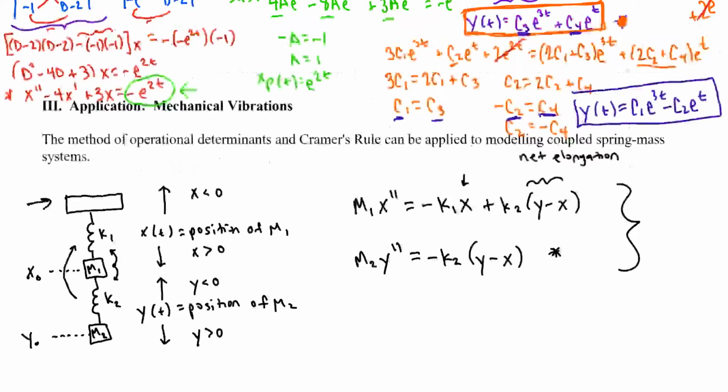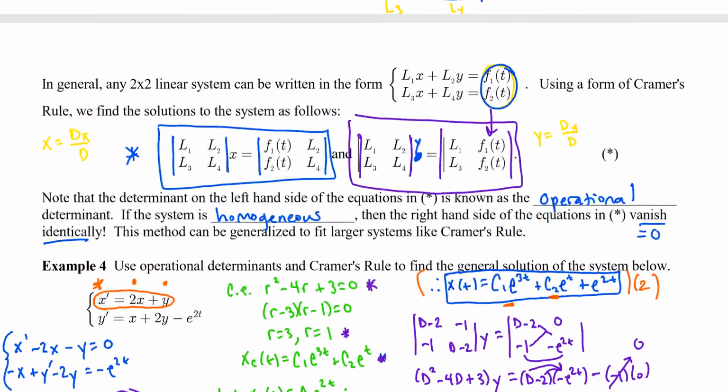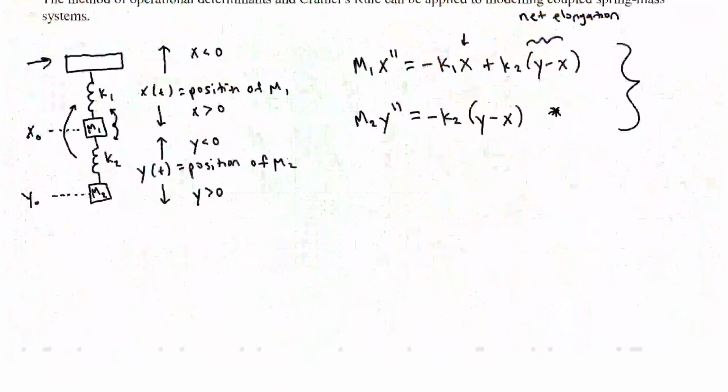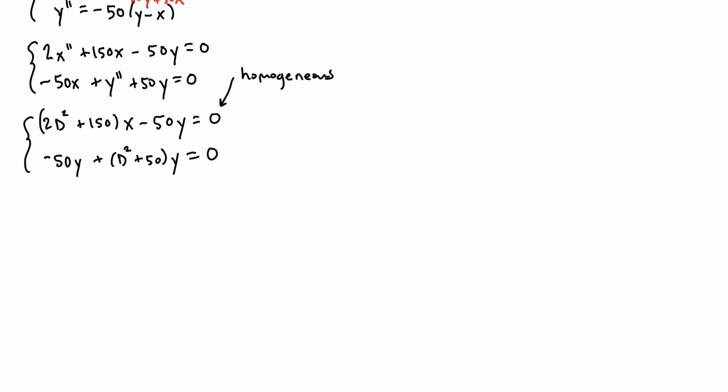Let me backtrack up here for just a second. If the system is homogeneous, then both of these functions are going to be 0, and the determinant on the right side is going to be 0. That's going to be true for this as well. This entire determinant is going to be equal to 0. So the operational determinant applied to x and the operational determinant applied to y is going to yield the same characteristic equation in either case. Since we're dealing with a homogeneous system, that means we can apply a shortcut here. That's good news because these are pretty long problems.